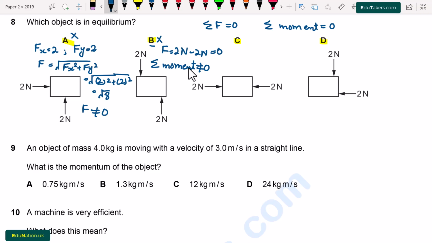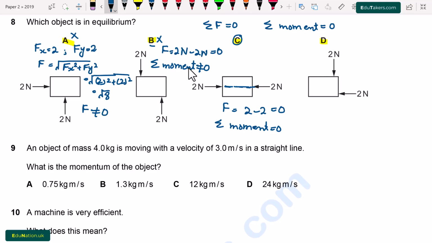Now we see the option C. Here again the net force will be 2 minus 2 because both of these forces are acting horizontally in opposite direction. So it will be equal to 0. When we find out the net moment, it will be equal to 0 because the forces are acting at the same point along the same line. So the net moment will be equal to 0. The body in option C is in equilibrium.